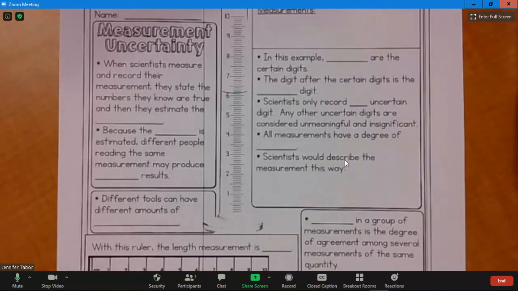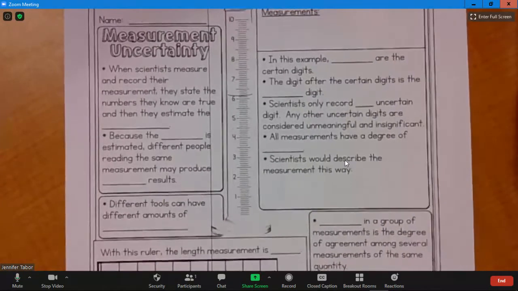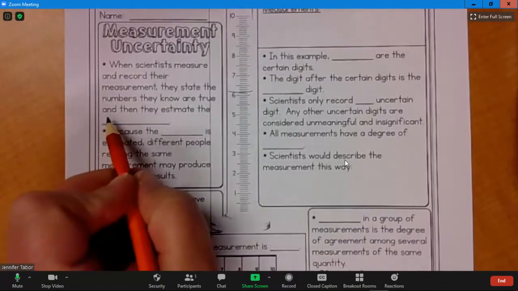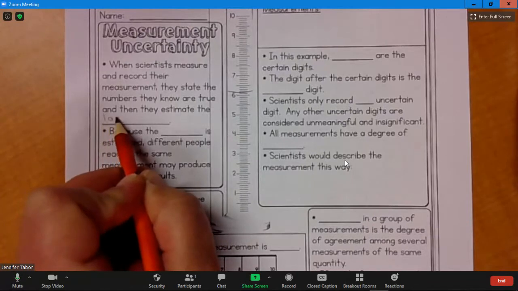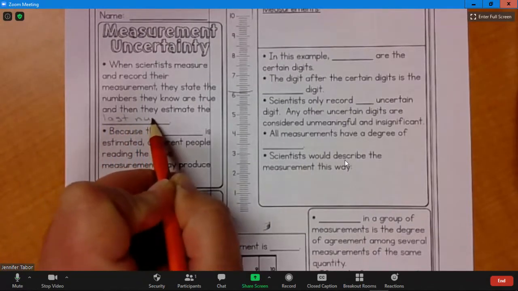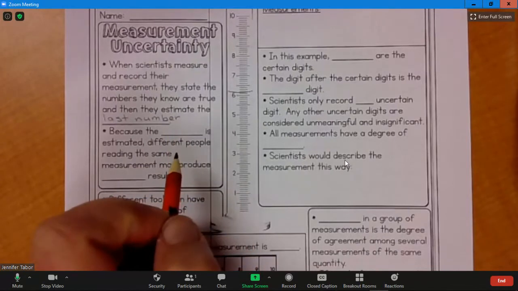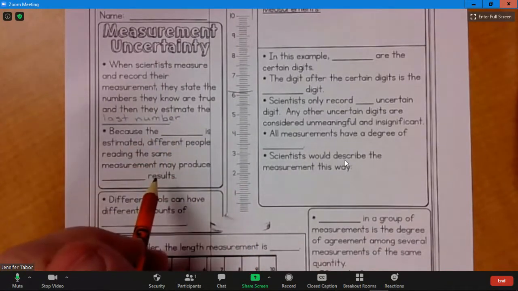All right, let's talk a little bit more about measuring. We want to talk about something called measurement uncertainty. So anytime scientists do measure something and record that, they put down the numbers that their tool gives them, but they also always estimate the last number because they know they can do that. So you can always estimate the last number.